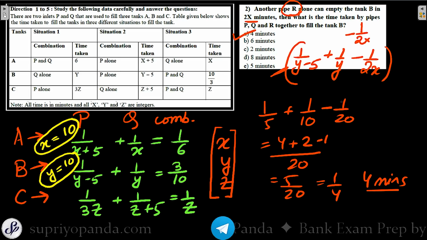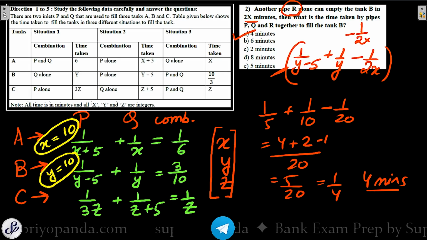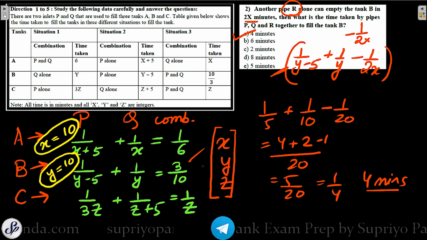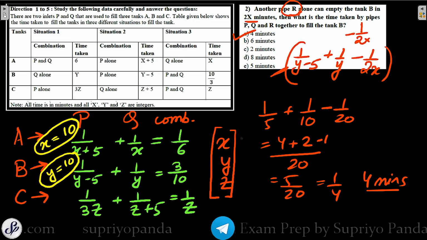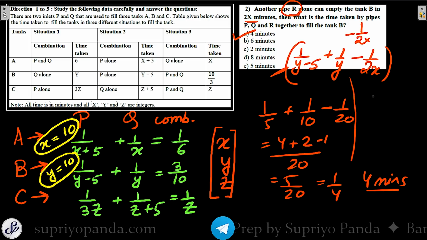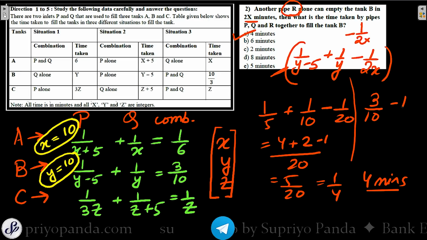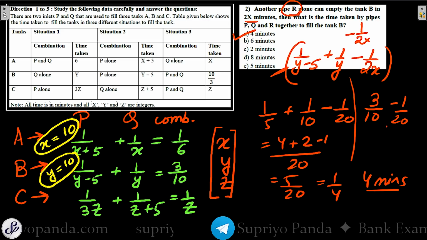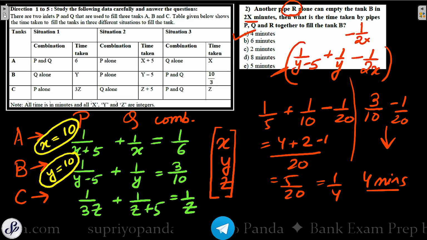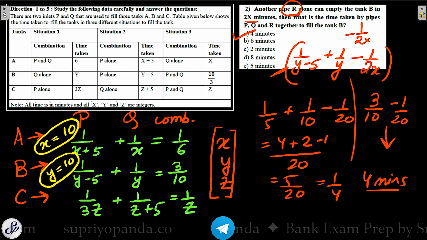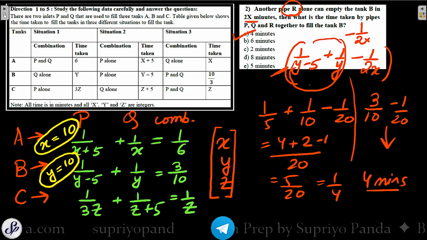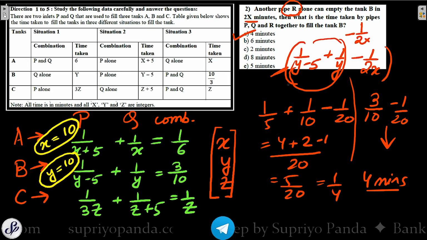And notice one thing over here: we had 1 by y minus 5 plus 1 by y, right? Here we have been given that as 3 by 10. Because we already have that as 3 by 10, we could just solve for the x over here and find the answer. So we can just write 3 by 10 minus 1 by 20, and this will also give you the same answer. So if you do not want to calculate for y, you can also do it just by calculating x, since the combined value for this entire section has already been given to you. In this way you can certainly reduce your calculations.